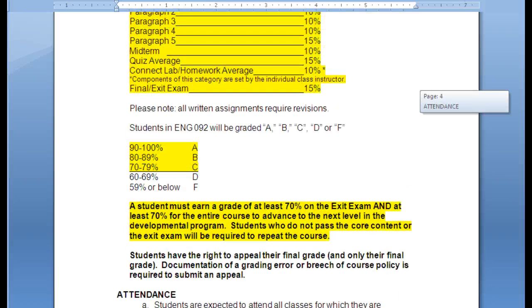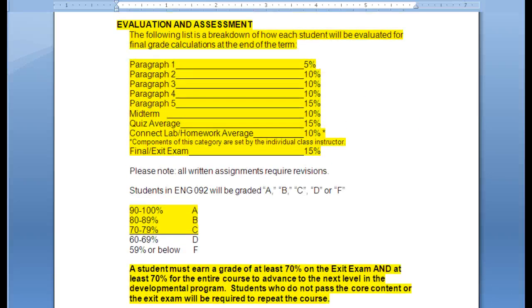On the top of page 4, this is where it tells you where your grade comes from. You can see that the paragraphs that we turn in, 1, 2, 3, 4, and 5, are the bulk of your grade. Without them, you cannot pass this class. If you miss one paragraph, say you don't turn in paragraph 4, then an A is no longer available to you, and if your other grades are C's, you're not going to end up passing the class because it lowers your grade to a D to be missing that one assignment. So make sure you're turning in all of your major assignments.